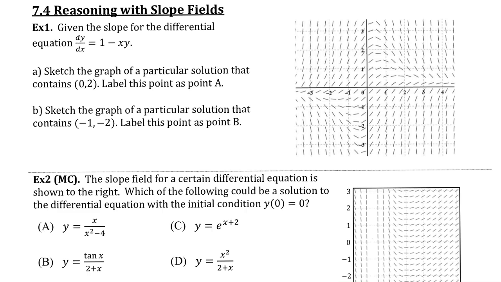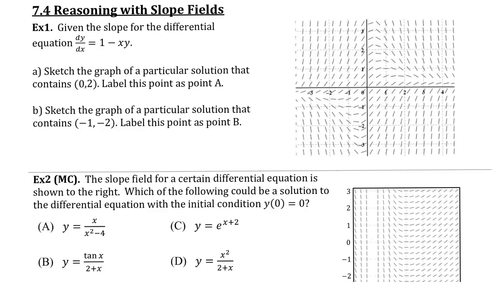Okay, 7.4 is reasoning with slope fields. So we're just going to use what we've learned about slope fields and see what kind of conclusions we can draw or how we might use that information. Okay, example 1. Given the slope field for the differential equation dy/dx equals 1 minus xy.